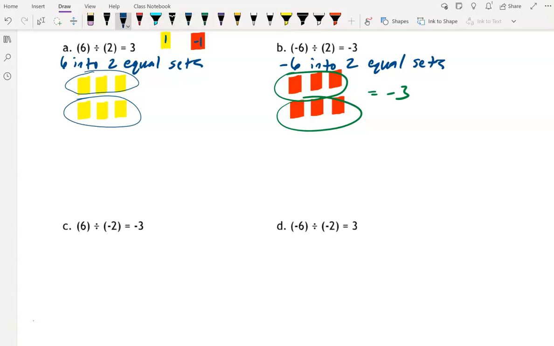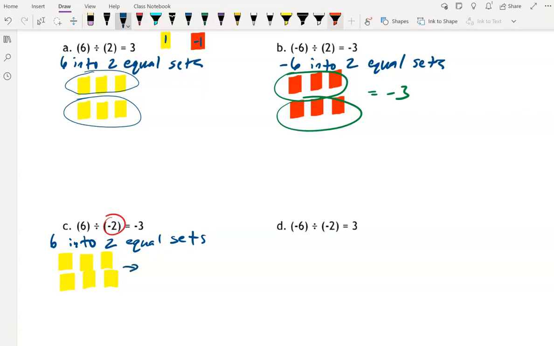We are going to take 6 and break it into 2 equal sets, or the opposite of 2 equal sets, which sounds weird. So we're just going to say 2 equal sets. But because we're looking at negative 2, we're going to take the opposite of that when we're almost there. So we're going to take 6 into 2 equal sets. So 1, 2, 3, 4, 5, 6 into 2 equal sets. But because it's negative 2, we're going to flip it.